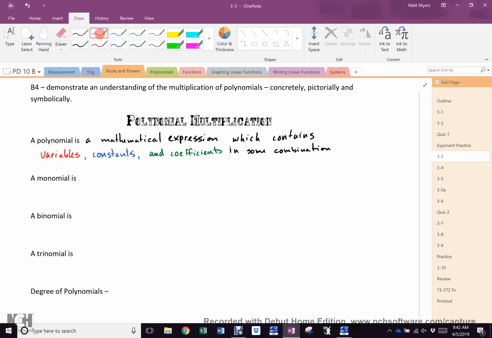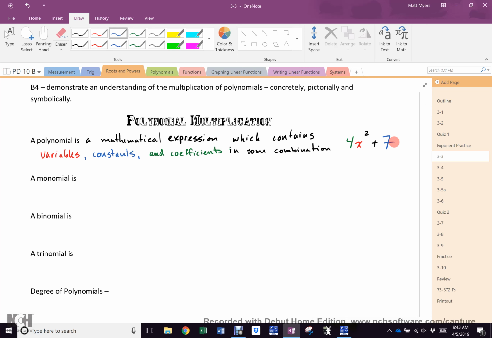I'll write a polynomial that has all of these three things, and I will keep the color coding going. That is a polynomial. The green thing is a coefficient. The red thing's a variable. The blue thing's a constant. A polynomial has one, two, or all three of those things involved.